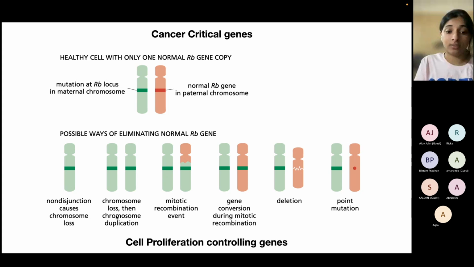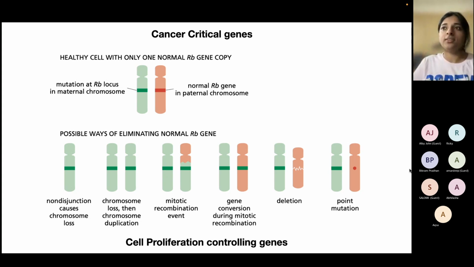Otherwise, there is a chromosome loss, first non-disjunction happens, and then there is chromosome duplication. So now instead of the normal paternal chromosome, there are two copies of the mutated maternal chromosome, again causing retinoblastoma. Or there is some recombination event that happens, because of which this copy is again lost. There can also be gene conversion, deletion, or point mutation in the paternal chromosome, ultimately resulting in a situation where there is no normal copy of the gene present, which suggests that there is no normal protein present. So an example for this is a cell proliferation controlling gene.